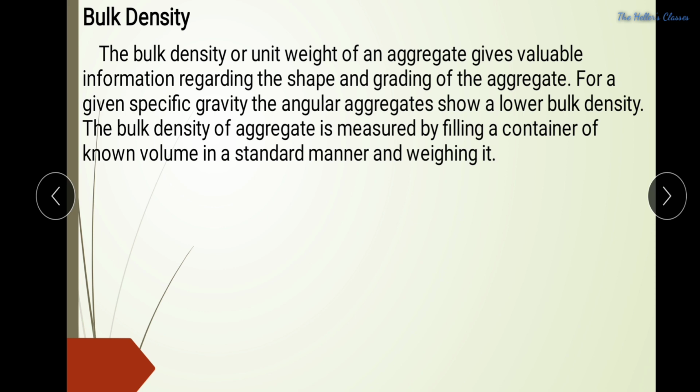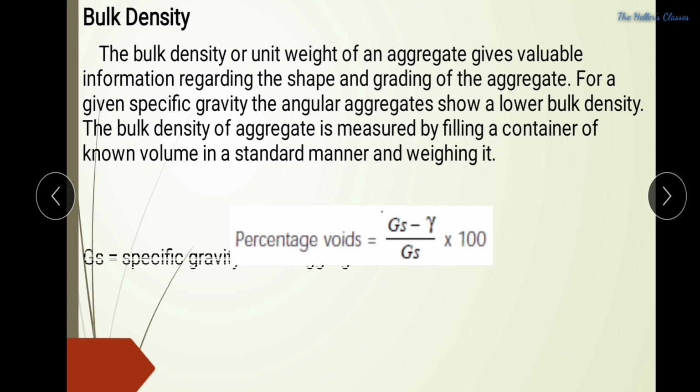Bulk density of the aggregates gives valuable information about the shape and grading of the aggregates. This bulk density value is also calculated in our laboratory: specific gravity of the aggregates minus bulk density in kg per liter, divided by specific gravity of aggregates, multiplied by 100. This is the percentage of voids.